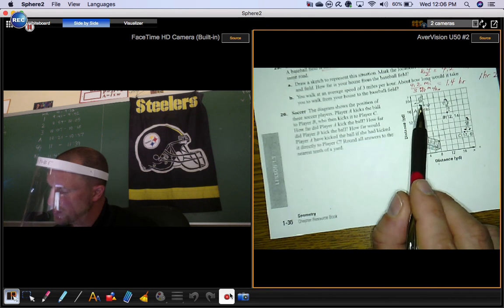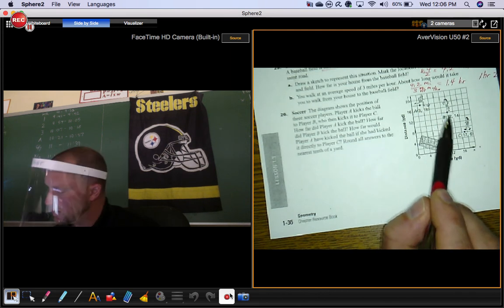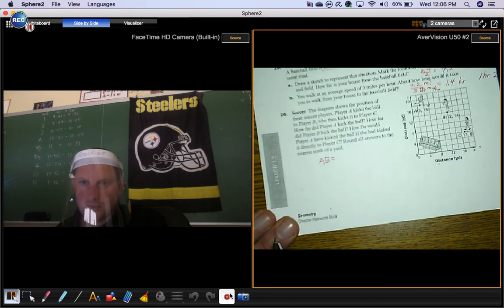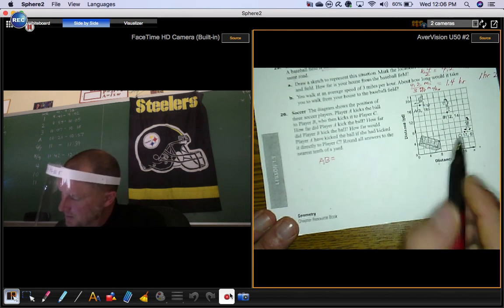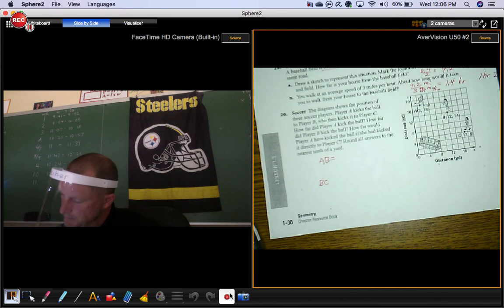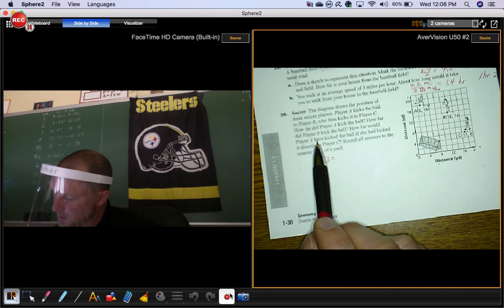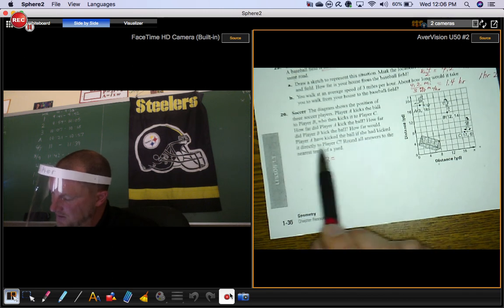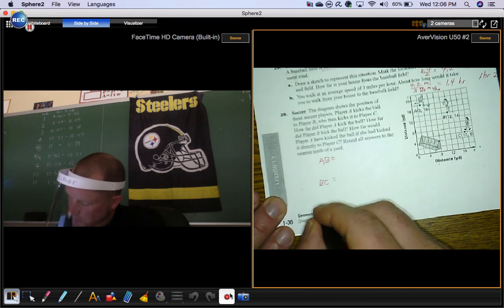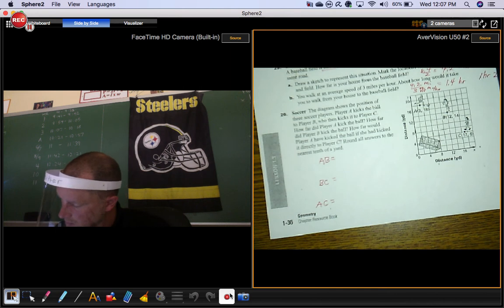So what we're doing is we're measuring these distances from A to B and then from B to C. So you need to find distance from A to B and you need to find distance from B to C. Also, it says how far would player A have kicked the ball if she had kicked it directly to player C? So you also need to find the distance from A to C.